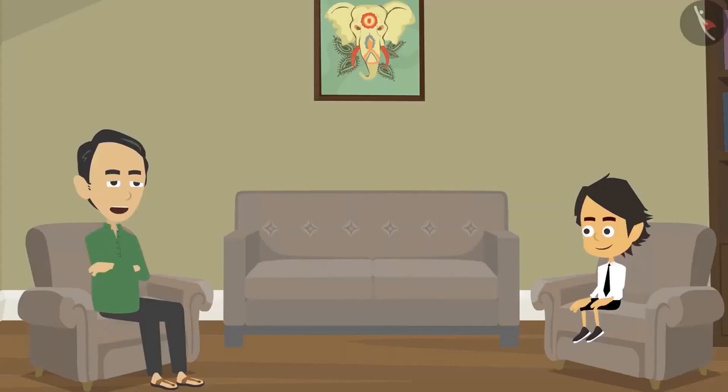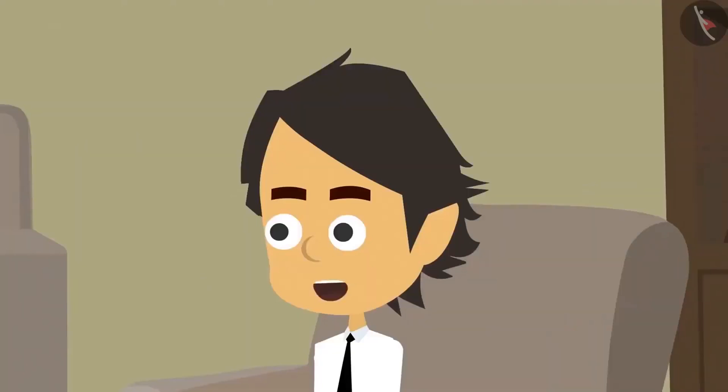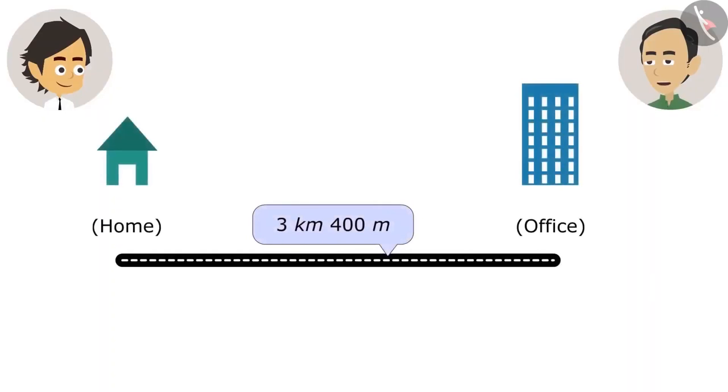I ask you another question related to distance. Sure. My office is 3 kilometers 400 meters away from here. What does it mean? I know that. We can also tell the length using two different units.